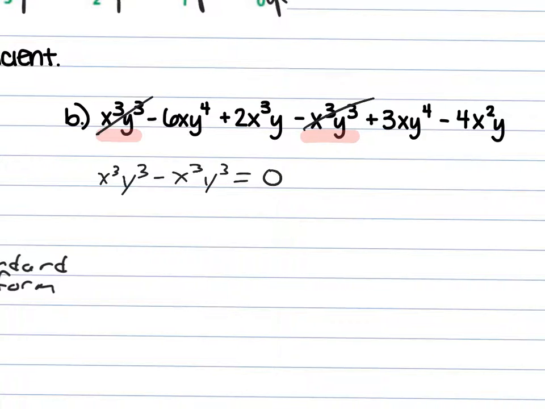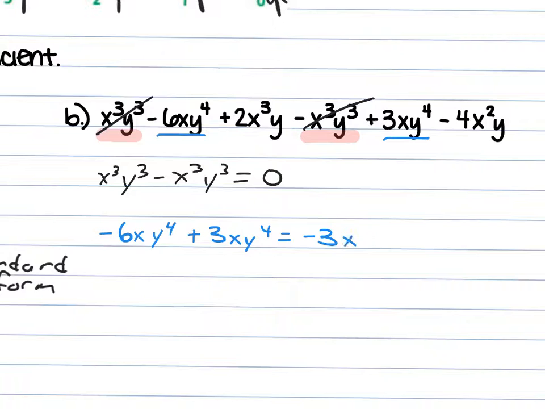Yeah, negative 6xy to the fourth, plus 3xy. Notice that the x's have the same power and the y's have the same power. So here's what we've got: negative 6xy to the fourth power plus 3xy to the fourth power. What does that give me?